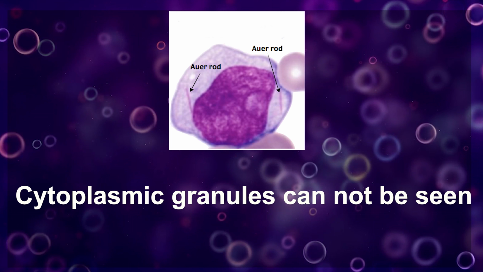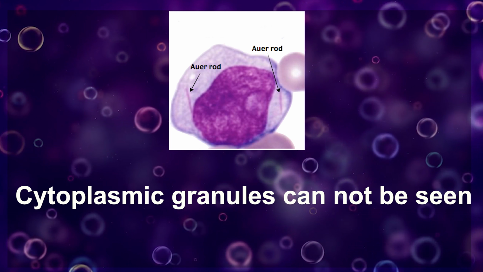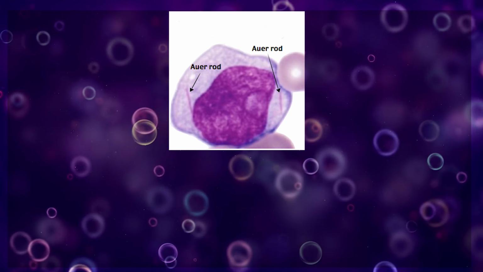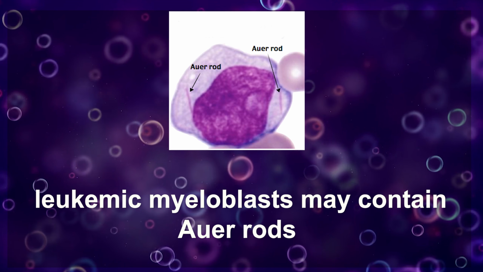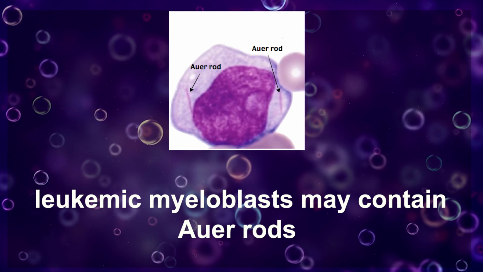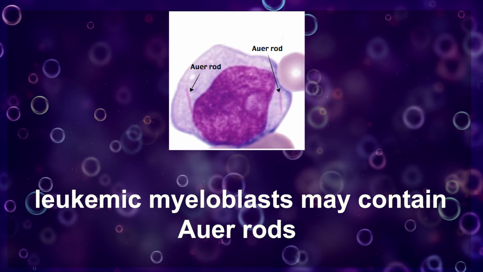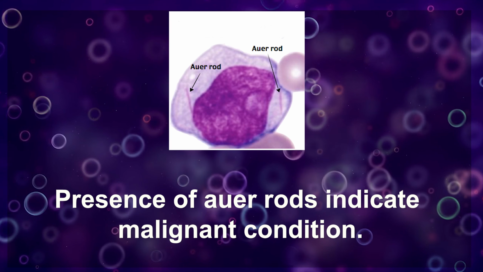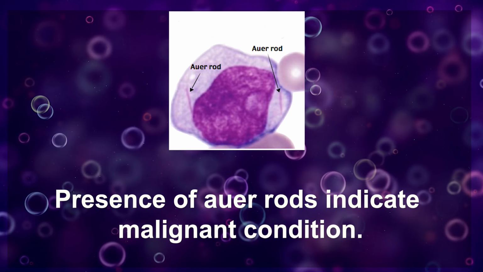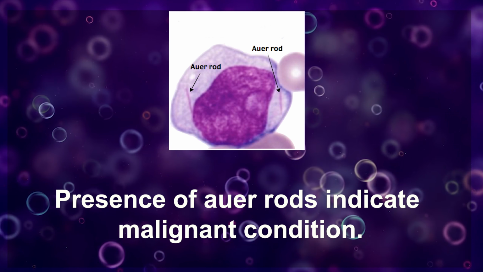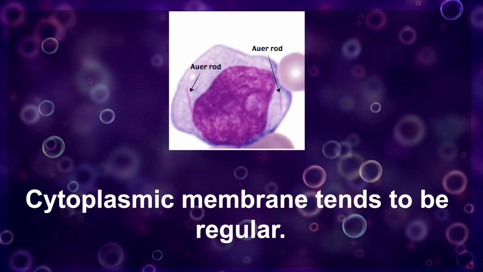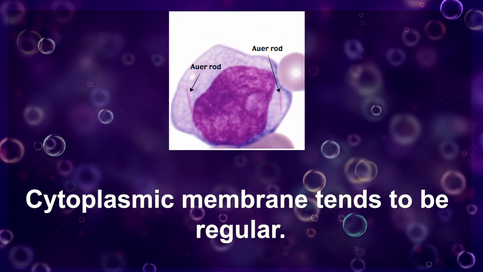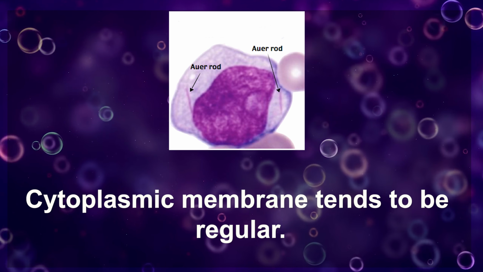Usually, cytoplasmic granules cannot be seen in myeloblasts, but leukemic myeloblasts may contain a few granules or Auer rods, which consist of primary granules. Therefore, the presence of characteristic Auer rods indicates a malignant condition. The cytoplasmic membrane tends to be regular without much tendency to form bumps, pseudopods, or shedding.